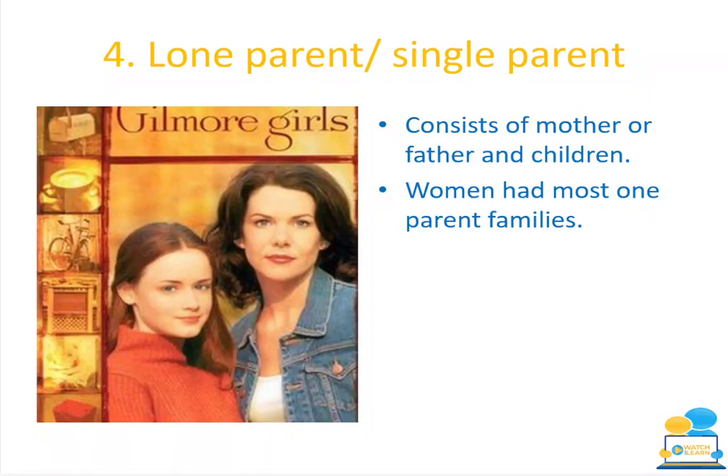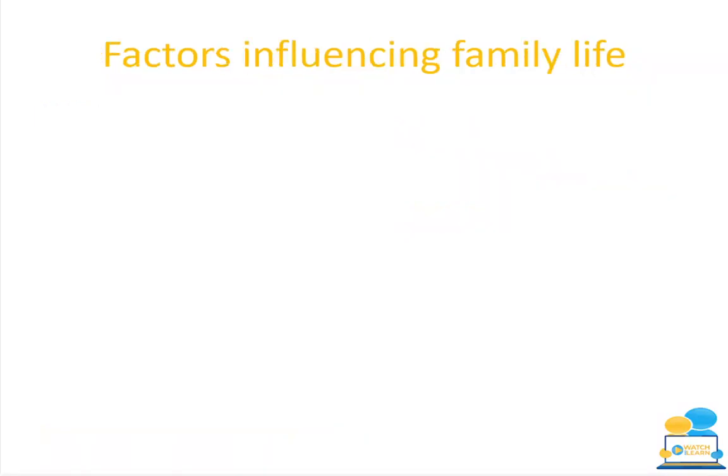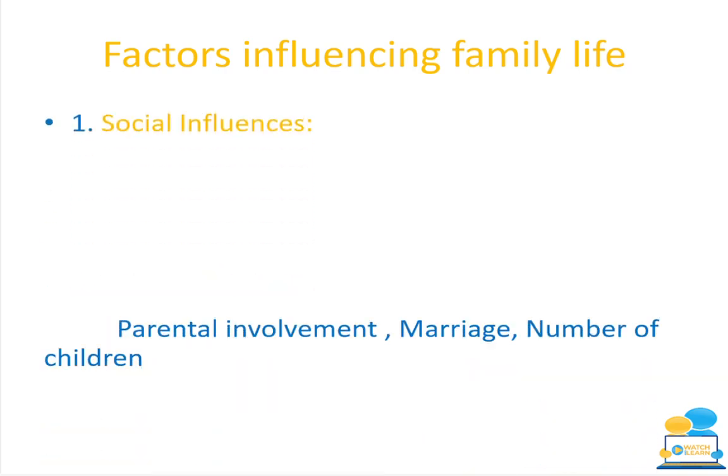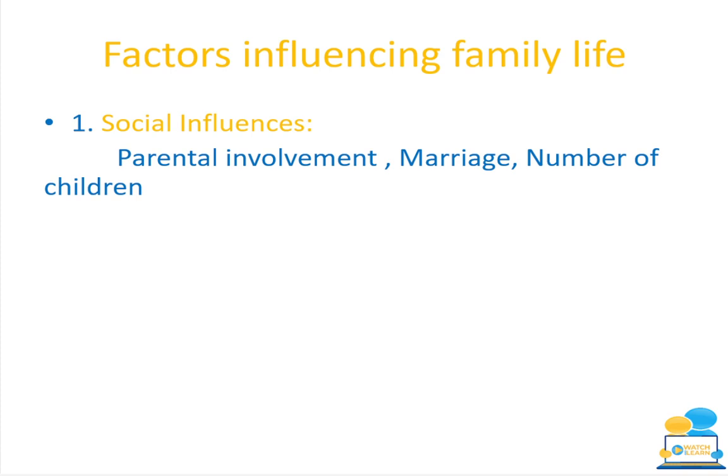So you need to be able to name and explain nuclear, extended, blended and lone parent families. There are factors or certain considerations which influence our families' lives. Social influences: if we think of our parents, how involved they are and what their parents have taught them, you're thinking of marriage.